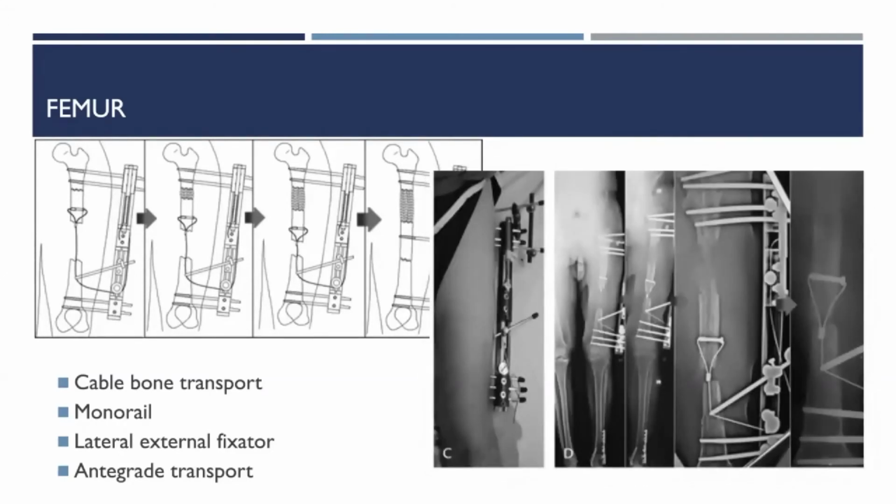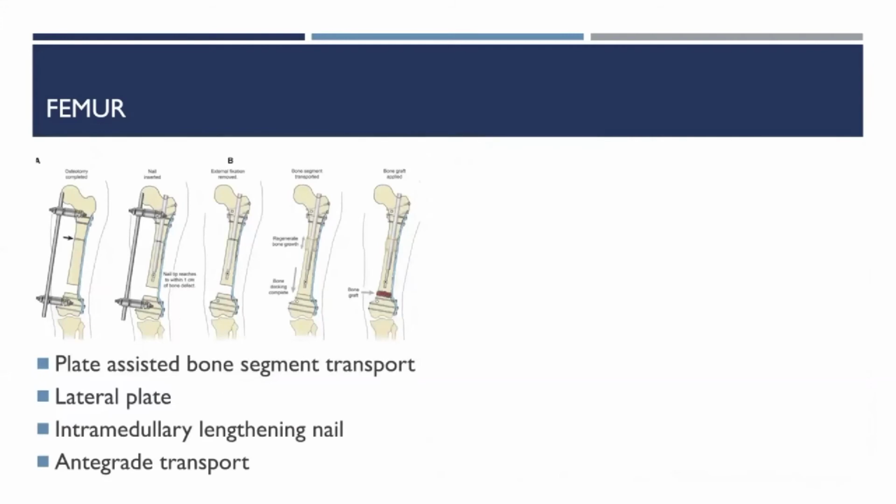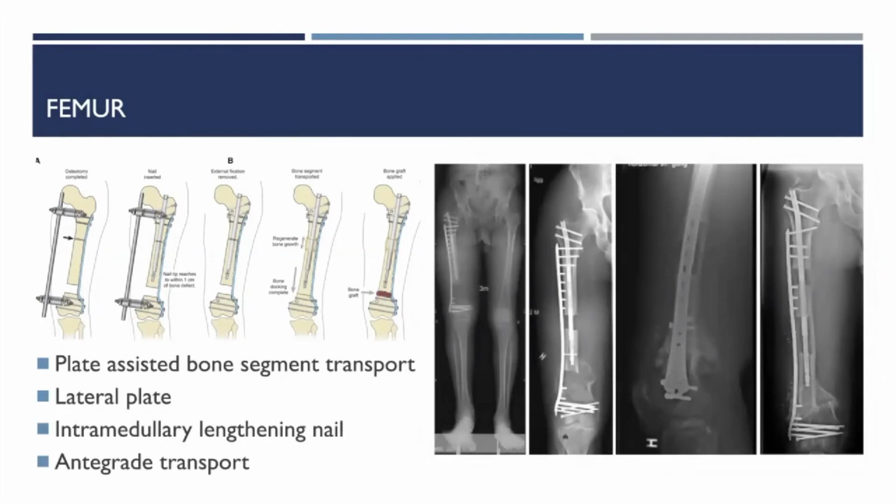Radiographs of a similar case. This is the so-called PAPS technique, or plate-assisted bone segment transport. It's the addition of a plate to maintain length while utilizing an intramedullary lengthening nail. Here's a distal femoral metaphyseal defect. Plate is placed, intramedullary lengthening nail is placed, and then antegrade transport, bone grafting. Here's some radiographs of a similar technique used in an actual case.